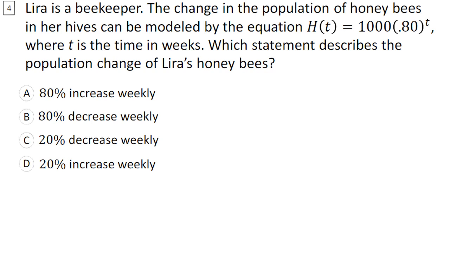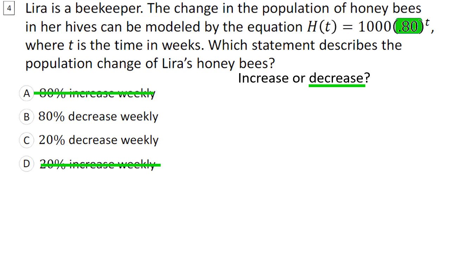So we can eliminate half of those if we can decide if this is an increase or a decrease. And we can figure that out. We don't care how many B's she starts with, that's the 1,000. It's that 0.80 that's going to tell me a lot more. And since that is less than 1, that means this is exponential decay. This is actually decreasing. So anything that says increase is the wrong answer. We can get rid of them. So that means we've either got an 80% decrease or a 20% decrease.